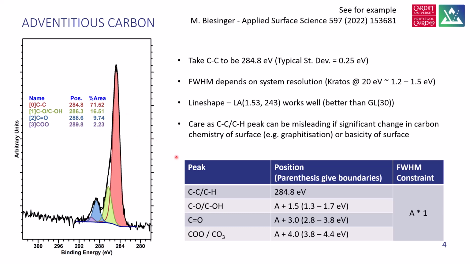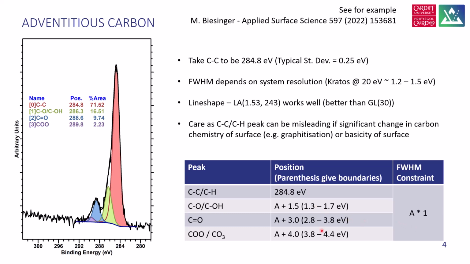So very roughly speaking, the peaks that we see here in this table are fitted equally here in this adventitious carbon spectra, and we can see that generally each peak is somewhere in the region of about 1.5 to 3 to 4 electron volts away from this 284.8 electron volts. Note we give the same full width half maximum constraints, and again we'll be able to see how we do that within XPS during the hands-on session.